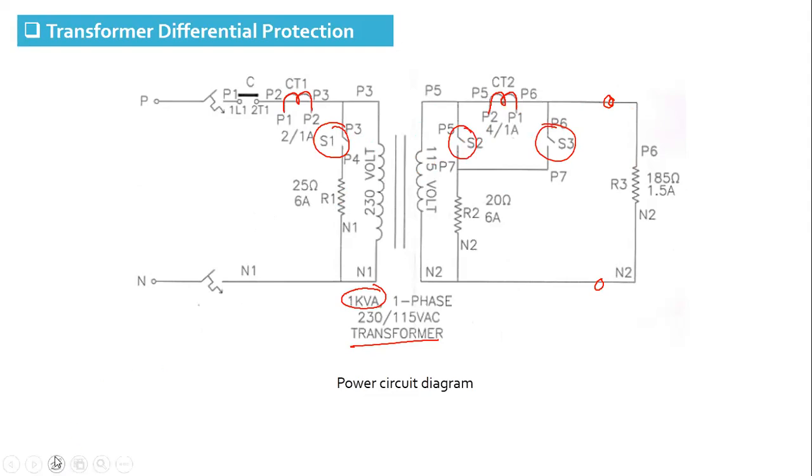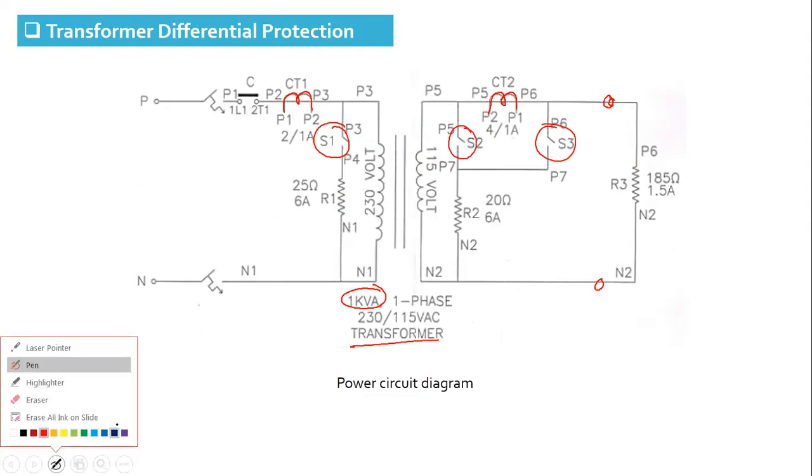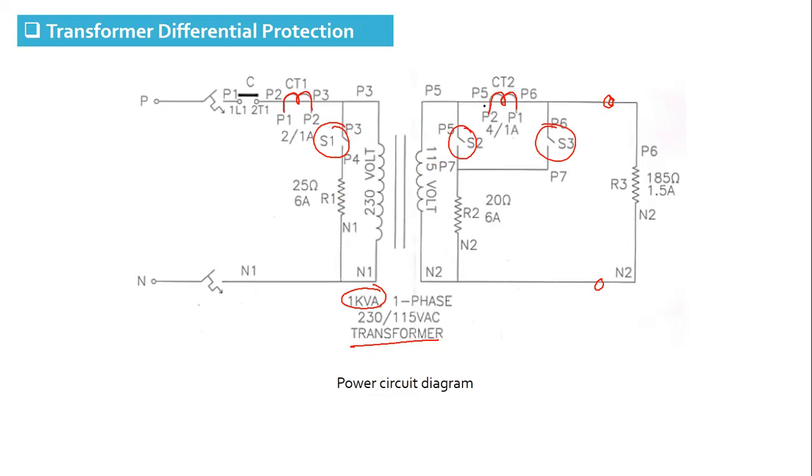Okay, as the CT is placed on either side of the winding, you can see this is the zone of protection. This is the zone of protection. Fine. Now, any fault outside this zone is considered an external fault.